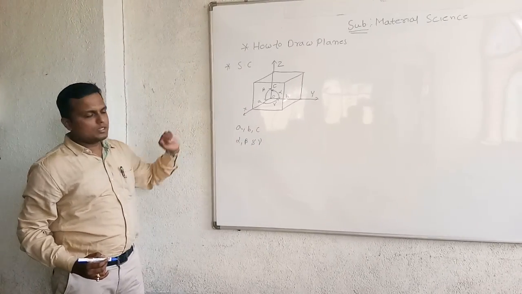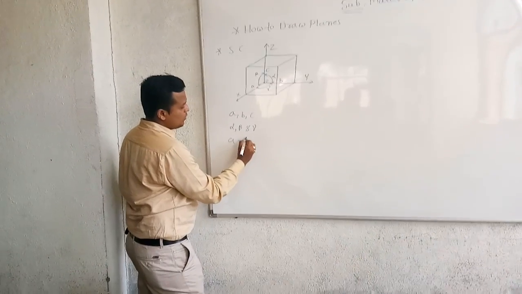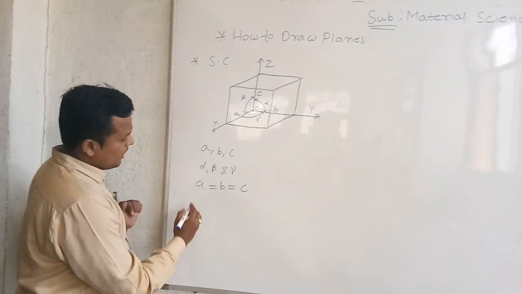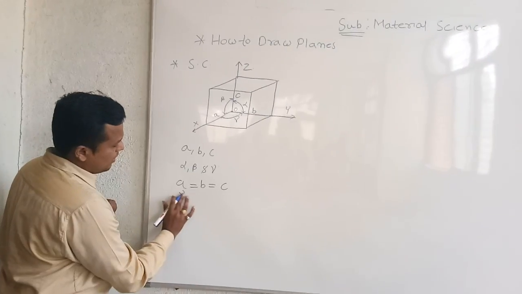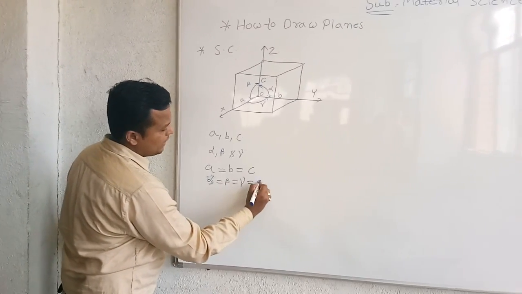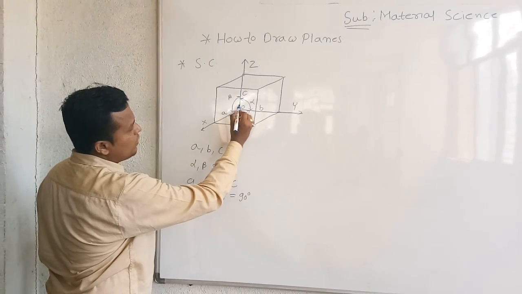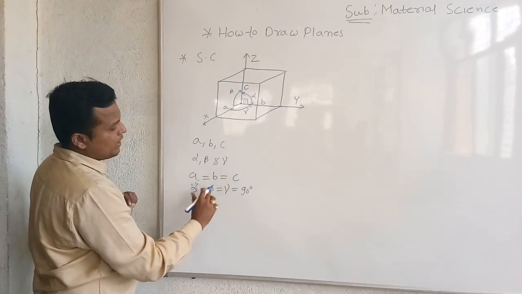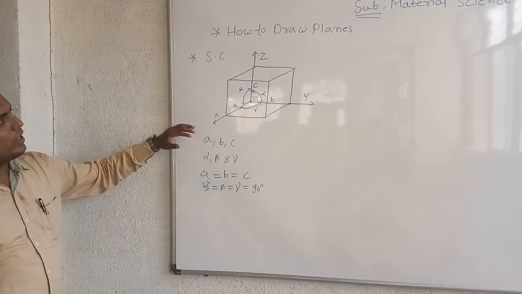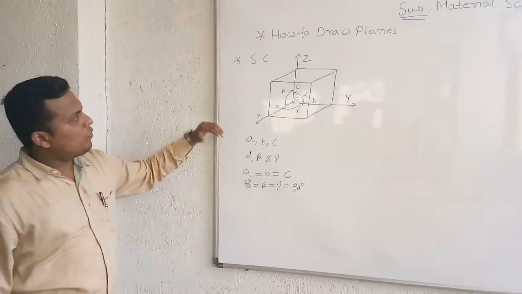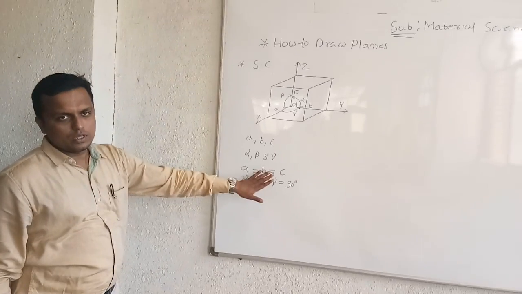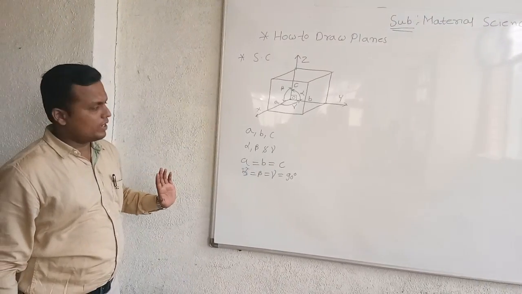In case of this cubic system, a is equal to b is equal to c. So all these three lines are equal, and the angles, alpha is equal to beta is equal to gamma, that is equal to 90 degree. So they are perpendicular to each other. This alpha, beta and gamma, they are always perpendicular to each other. So these parameters define any crystal system. If you go for tetragonal system, here a is equal to b but it is not equal to c. So like that the crystal systems are defined.